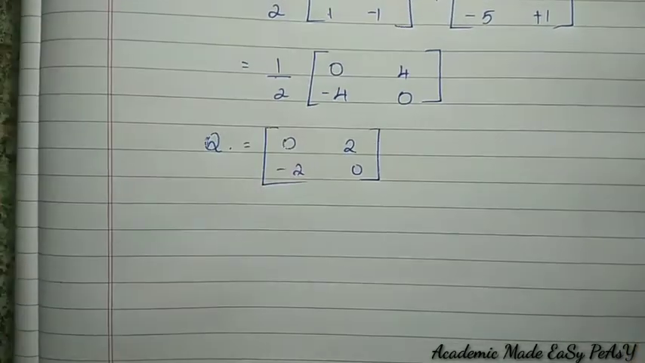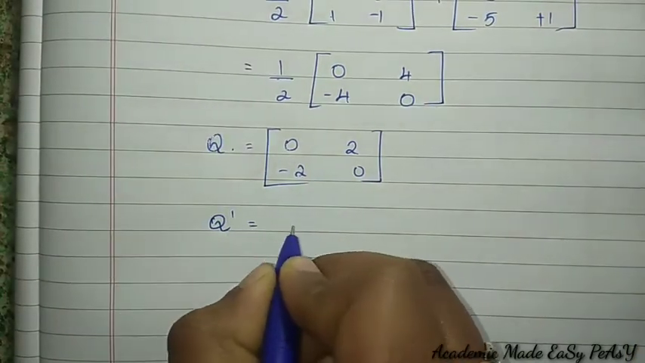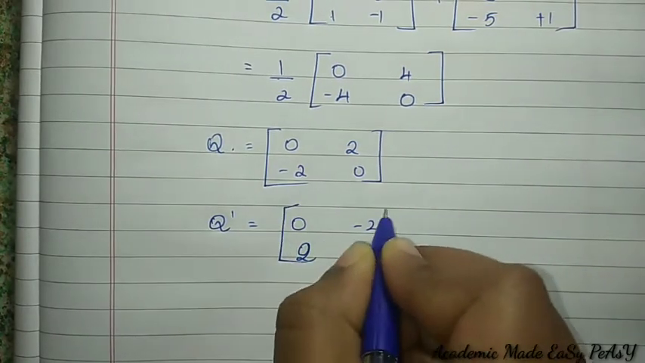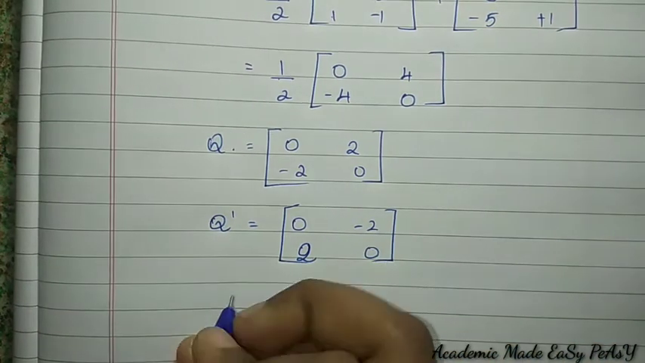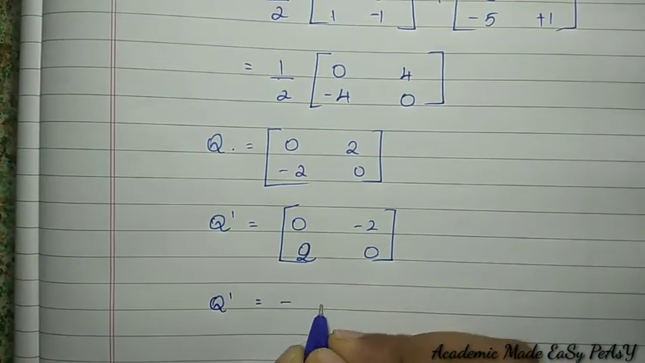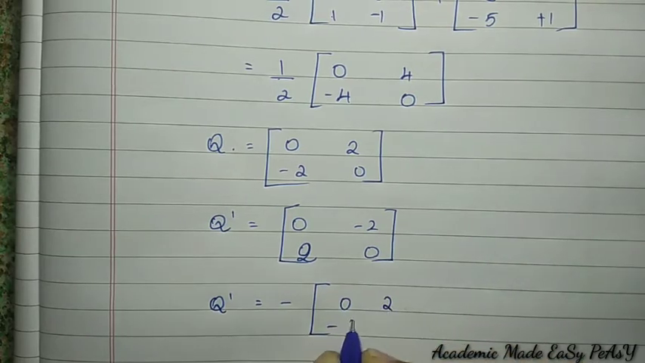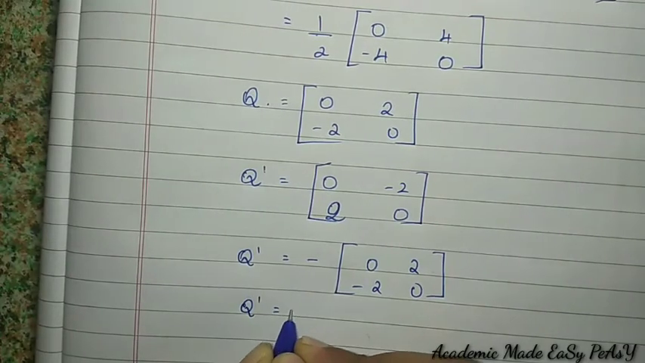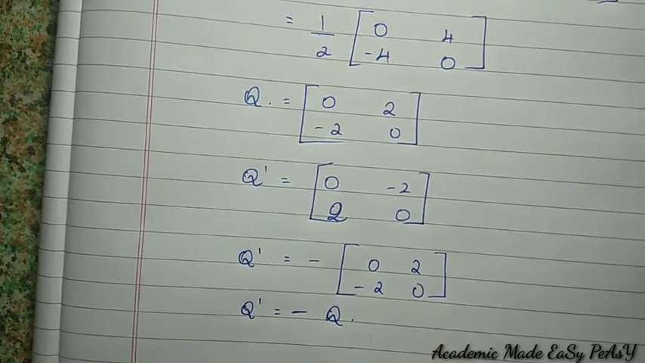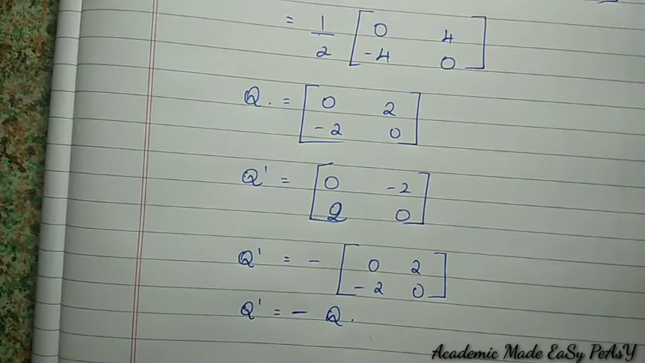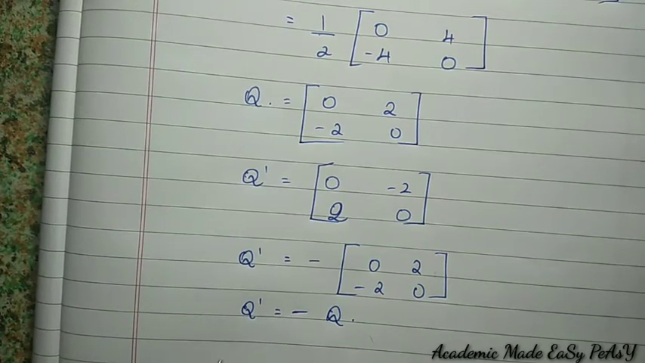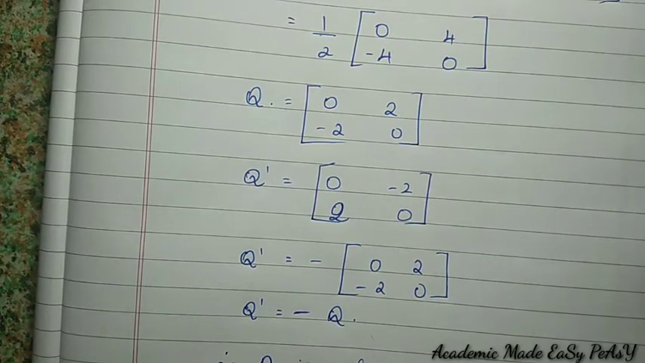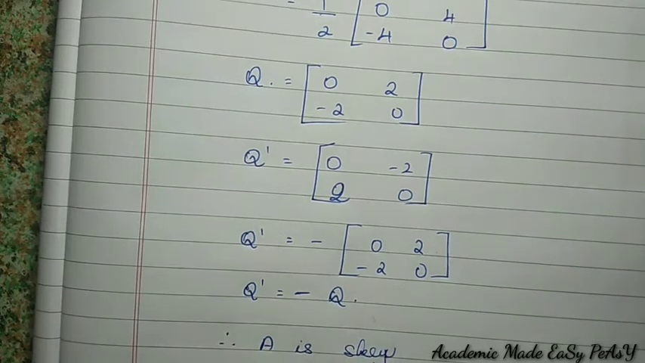So now let me take the transpose. Q transpose is equal to 0, minus 2, 2, 0. Isn't it? So if I take the negative out, Q dash is equal to minus of 0, 2, minus 2, 0. Then Q transpose is equal to minus Q. So therefore this satisfies the skew symmetric condition. Therefore, A is skew symmetric.